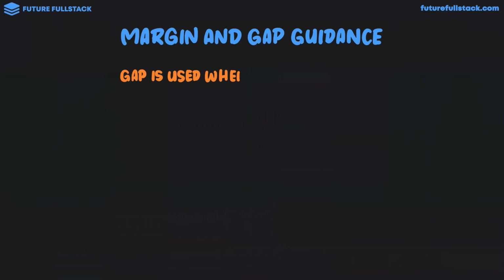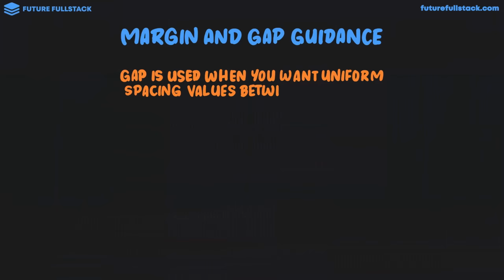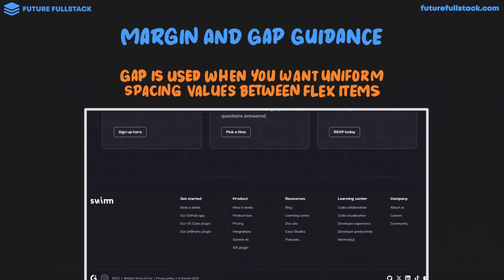Now, gap is used when you want uniform spacing values between your flex items. For example, in the footer on this page, each column of the footer links lives inside a flex container, where each anchor tag is a flex item.